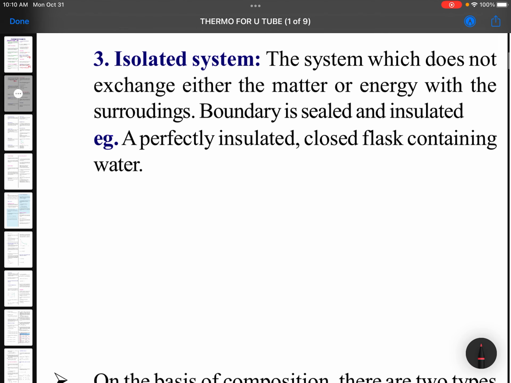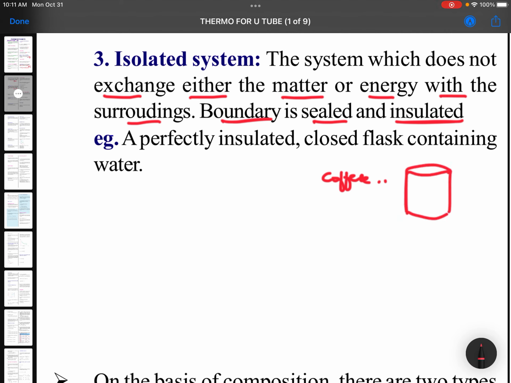Isolated system. An isolated system is one that does not exchange either matter or energy with the surroundings. The boundary is sealed as well as insulated. For example, a perfectly insulated closed flask containing water. Now, take the same coffee in a flask for 6 hours, 12 hours like that. This flask is insulated as well as closed.